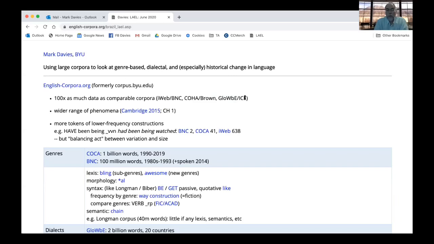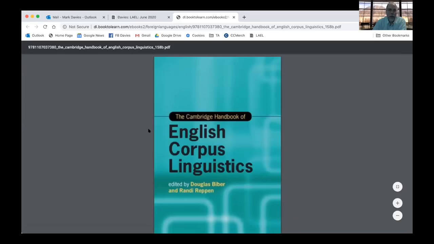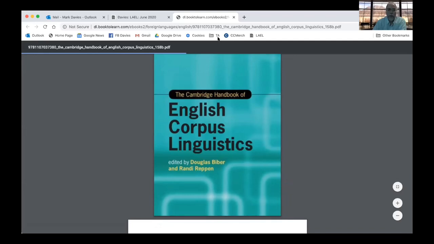That's not to say that Brown and ICE aren't great corpora. They are. They're wonderful corpora. I'm just saying, once we have these really, really large corpora, now we can begin to look at some additional things. And I address this issue in this article. It's actually the introductory article in Doug Biber and Randi Reppen's Cambridge Handbook of English Corpus Linguistics. Chapter one there talks about the issue of size and what we can do with larger corpora.